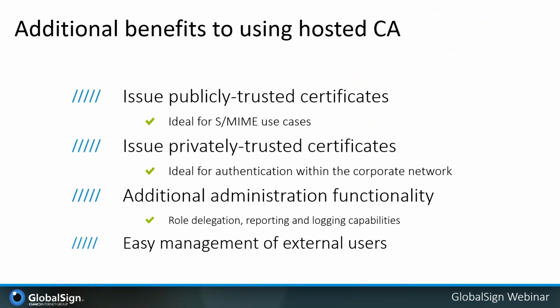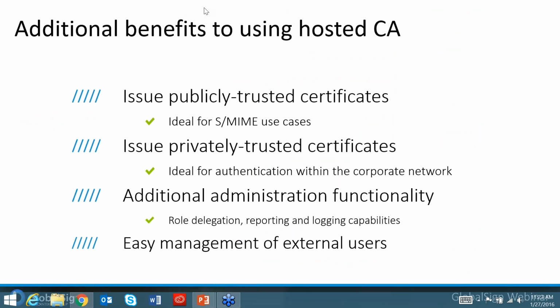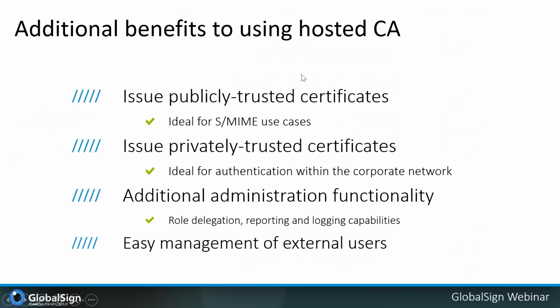So there are some additional benefits to using a hosted CA that you also might want to consider. Using a third-party CA gives that option to issue publicly trusted certificates, as I mentioned. And that's where that S/MIME use case comes up. You want to secure external email as well as internal. And then you can also issue privately trusted certificates. And this is ideal for the authentication scenario we talked about within the corporate network.